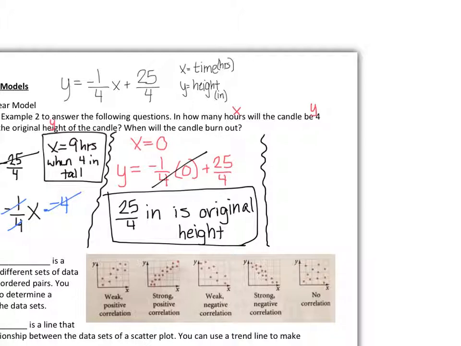When will the candle burn out? They said when, so it's looking for an x. We'll assume that the candle goes all the way down before it burns out. So what's the height going to be? 0. So that's y. So when y is 0, we need to know x. So we'll say 0 equals negative 1 over 4x plus 25 over 4.